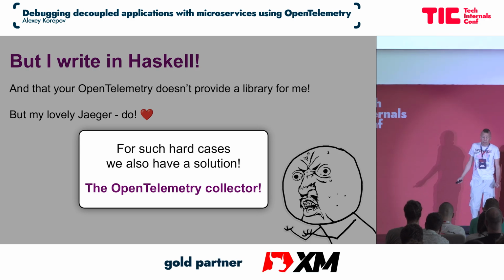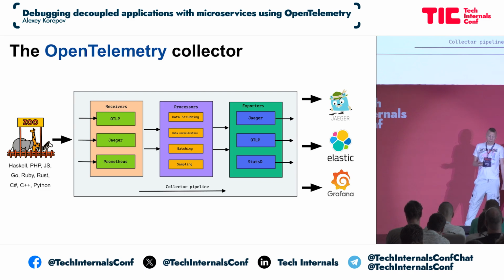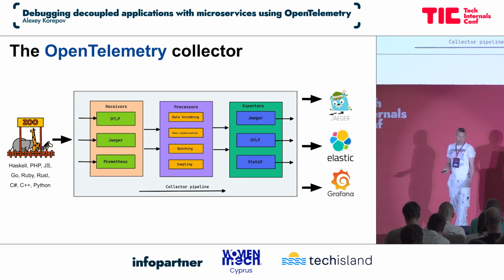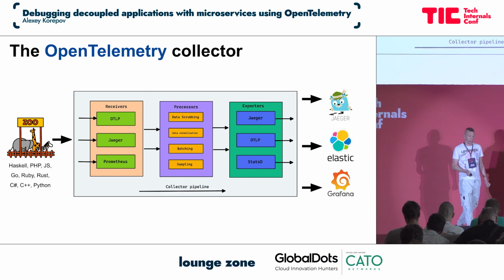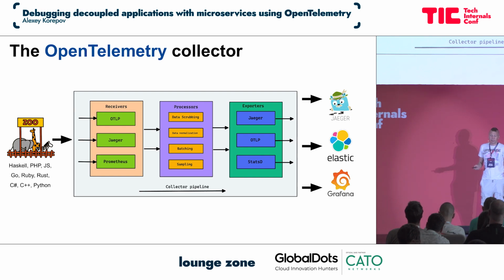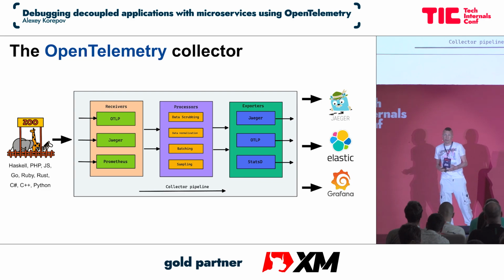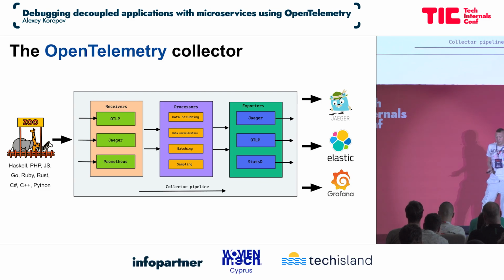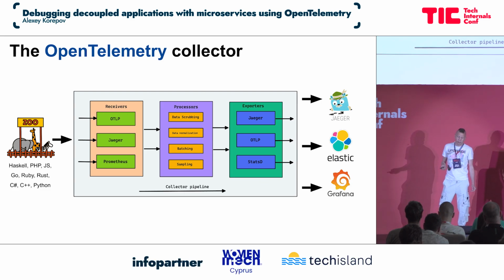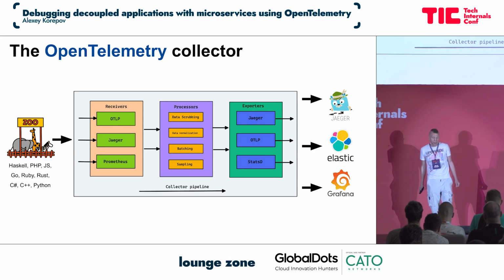And for such hard cases, we also have a solution, the OpenTelemetry Collector. This is a tool that can receive data in the format of different protocols. So not only the OpenTelemetry protocol, but Jaeger, Prometheus, and other popular tools. Then it can process this data and use scrubbing, normalization, batching, sampling. So modify your data, remove, for example, some private data from there, and then export. And export not only to the OpenTelemetry storage, but again to Jaeger or StatsD for Datadog.